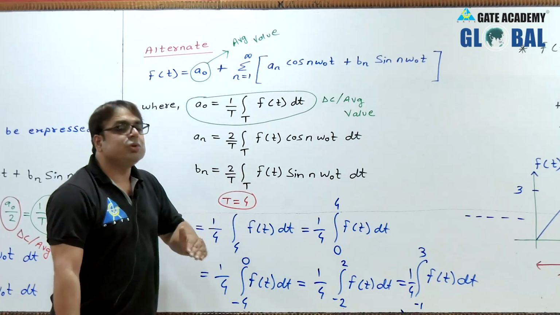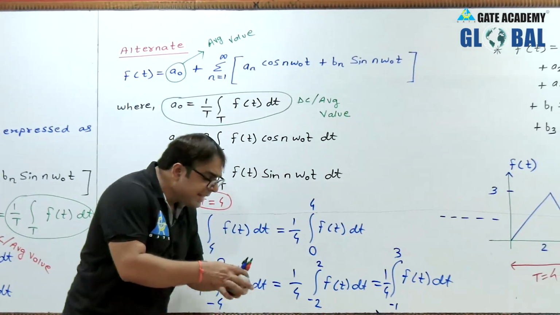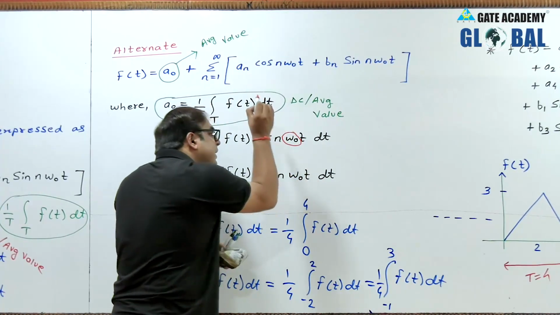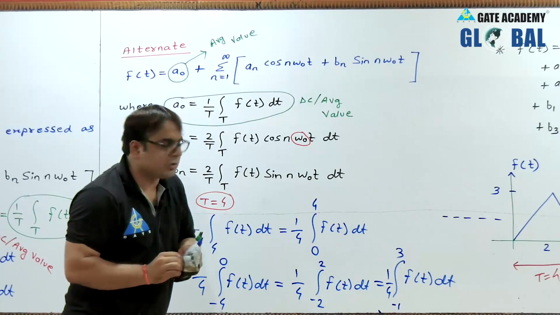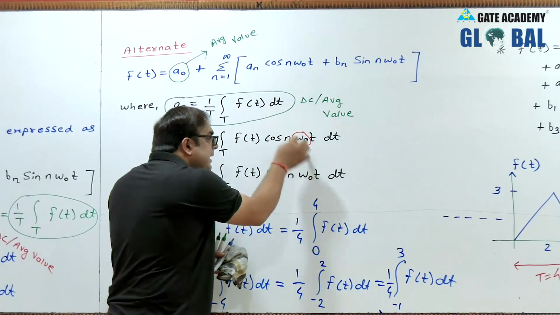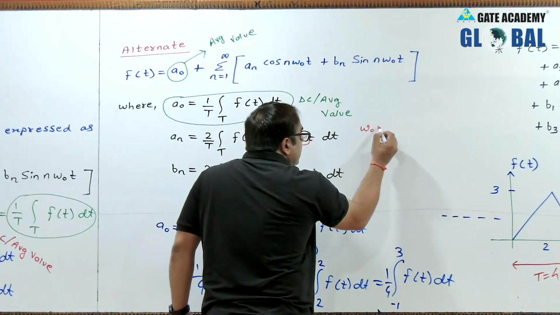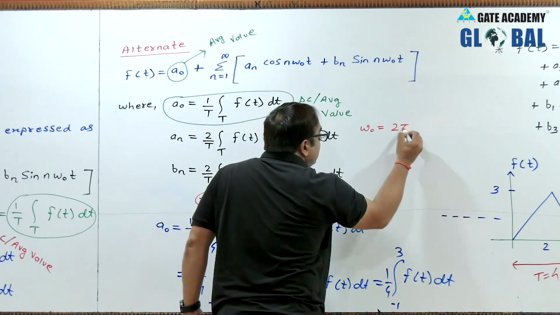Now coming to the next part, about this omega naught. Now this omega naught, we already know omega naught is equal to 2 pi upon time period.